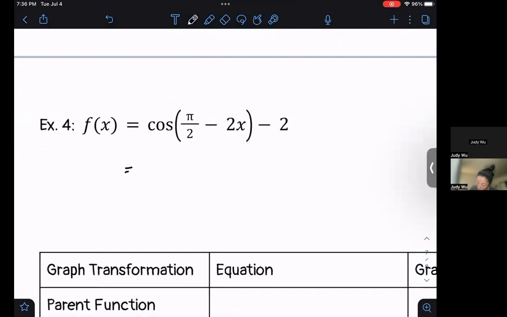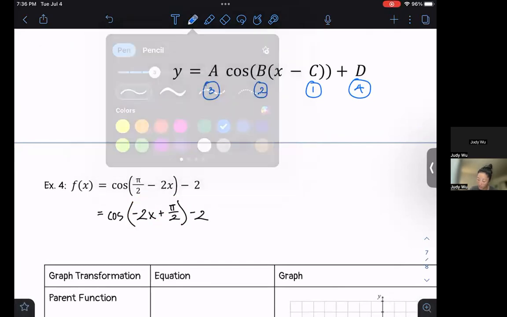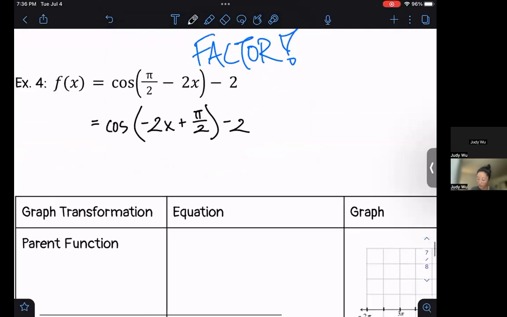If I think about what we do here, the first thing I want to do is write this so that the x comes first. So negative 2x plus pi over 2 minus 2. When I compare this now, it looks a little bit better because I've got the x first and then the almost c value. But just like one of the examples for sine, we really have to remember to factor here. If we don't factor, we're going to end up with the incorrect graph.